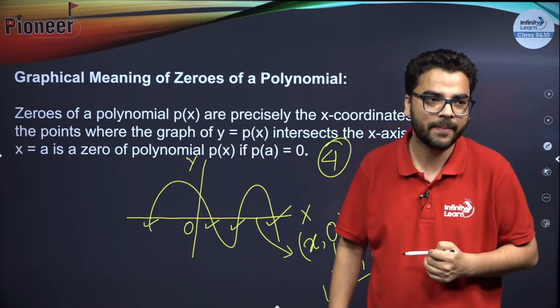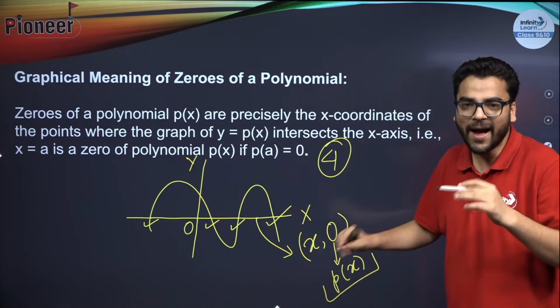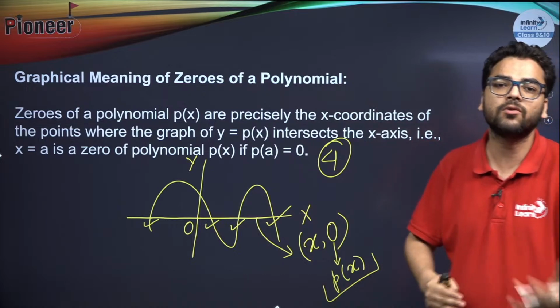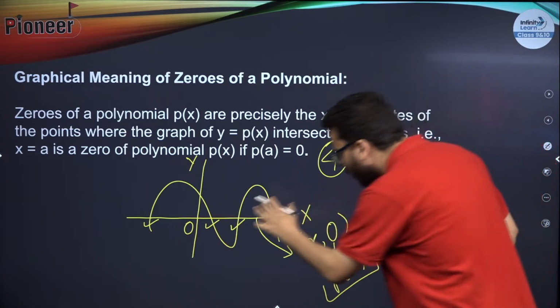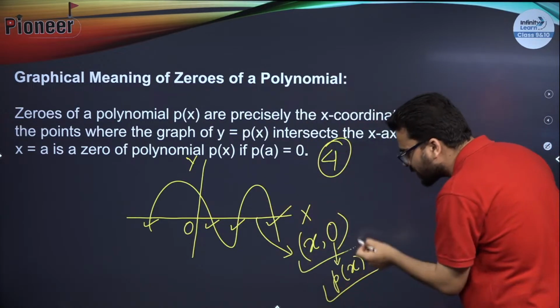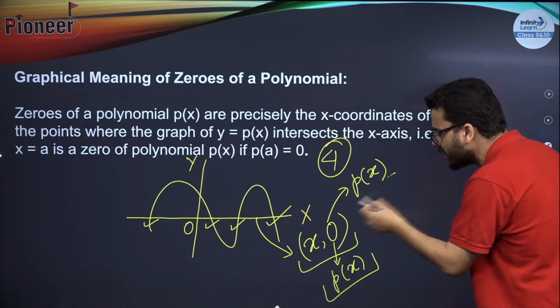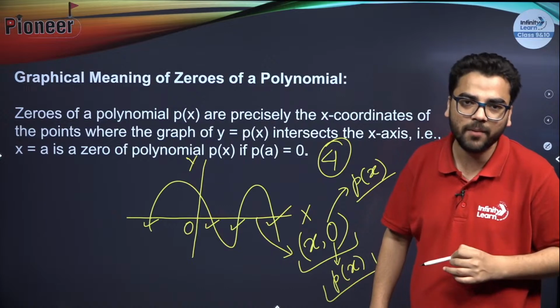Is it clear? Any doubt in this basic concept? Why are these called the zeros? I mean, why are we saying that 4 zeros are there to this polynomial? Because any point on the x-axis is of the form x comma 0. You can say that the value of the polynomial is itself becoming equal to 0 at those points. I hope that is clear to everybody in this session.